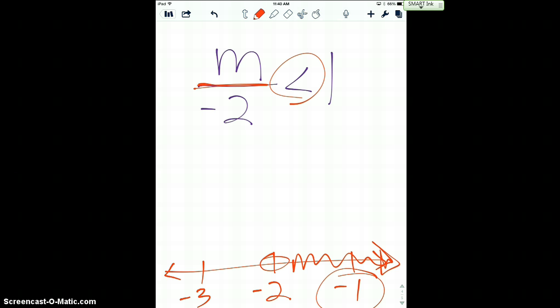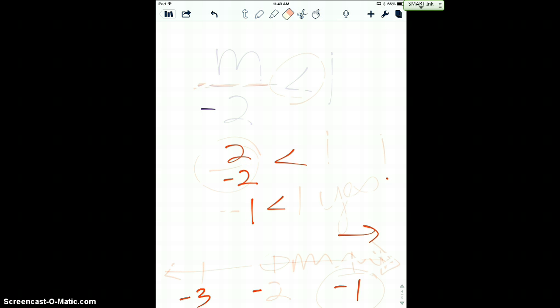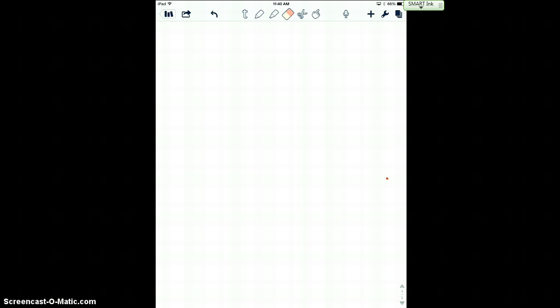Let's pick a different value, a nicer value to plug in than -1. Like, how about 2? 2 exists over here. So 2 divided by -2, and we're wondering, is that less than 1? These are different signs, so it's going to be negative, and 2 divided by 2 is 1. And is -1 less than 1? Yes!